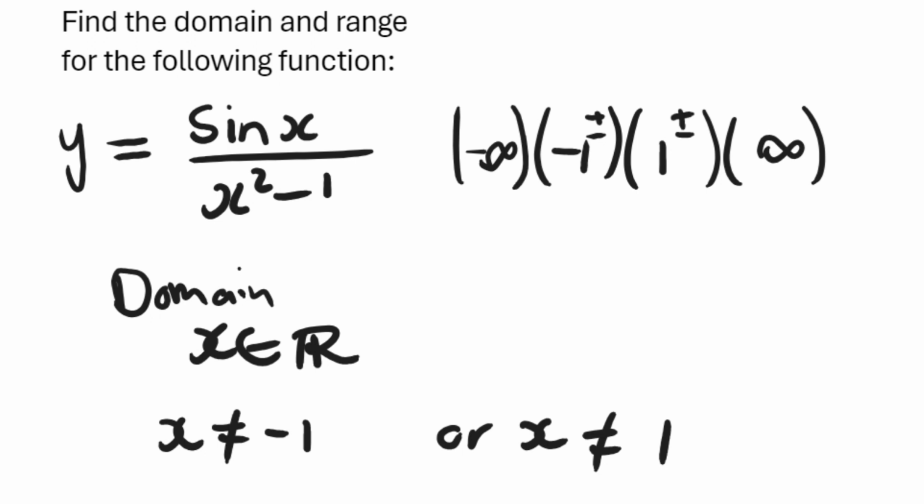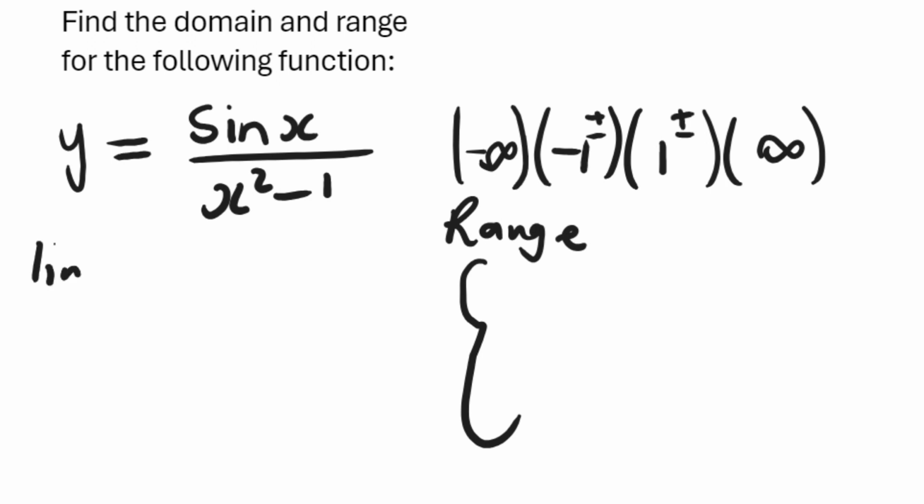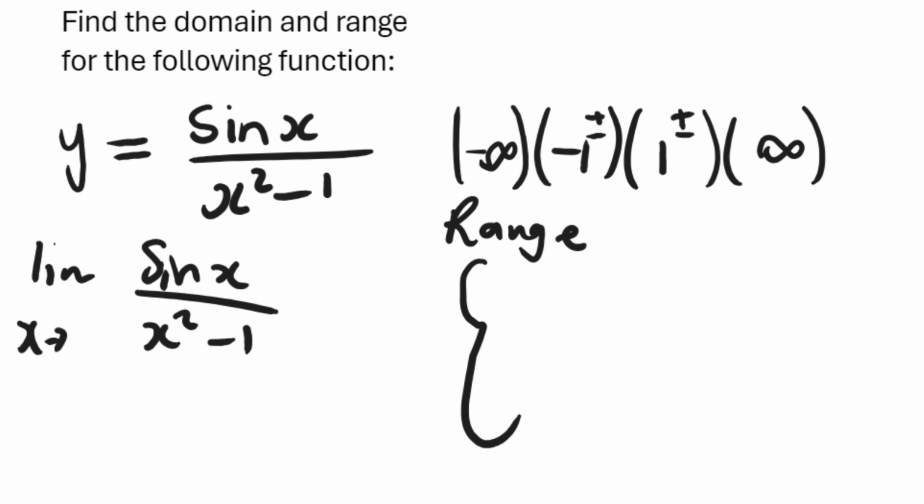Okay. Now we're going to check the limits at all those values and then compare what's happening with the behavior of the function. Now we say for range, we are going to take all the conditions that we are going to produce here. Okay. Now let's take the limit of our function, y equals sine x over x squared minus 1, as x goes to minus infinity.